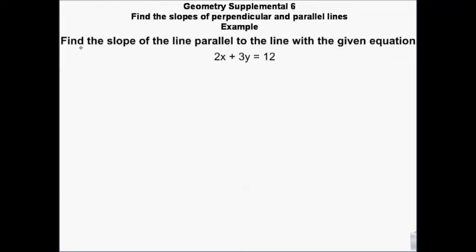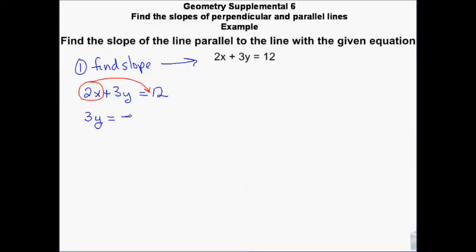Now I want to find the slope of a line parallel to this line. So the first thing I need to do is I need to find the slope of this line. I need to know what the slope is before I can find the parallel slope. So I take that 2x plus 3y equals 12. And for this one, I'm going to do the pick it up and move it and change the sign method. So I get 3y is equal to negative 2x plus 12. Then I divide both sides, or all things, by 3 to get rid of that on the y.